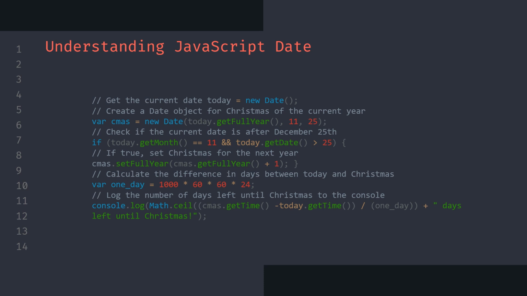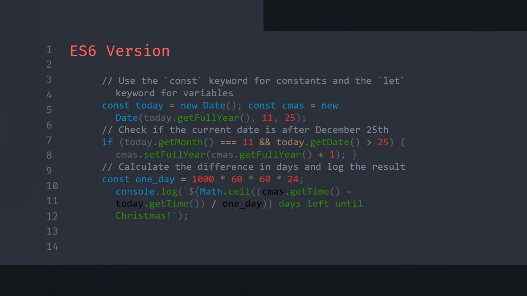Let's take a closer look at how the date object and its methods work in JavaScript. These methods help us get the current year, month, day, and time, which are crucial for our countdown. In the ES6 version, we use const for constants and backticks for string interpolation. This version is more modern and concise.